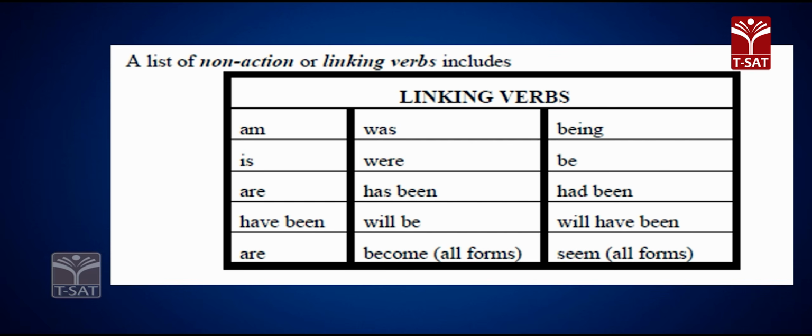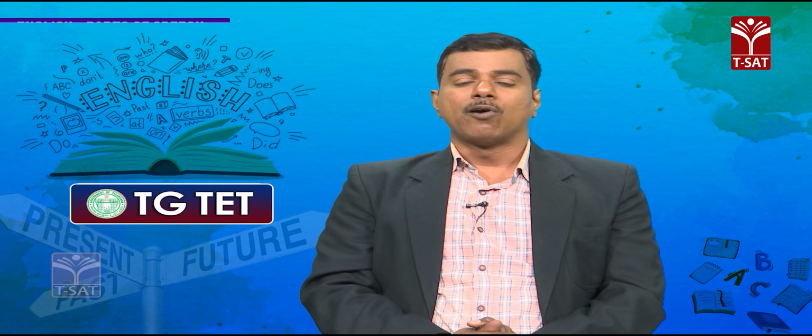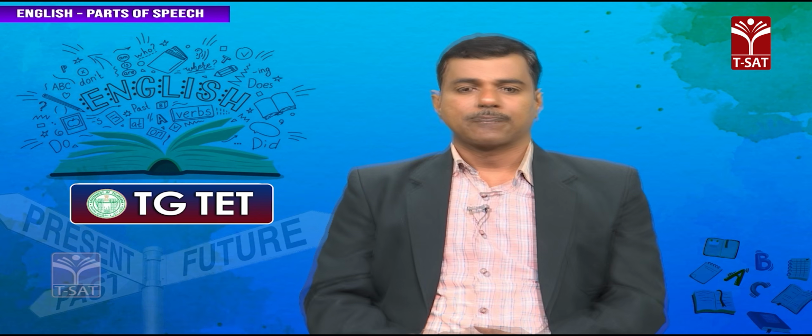Am, is, are. These are also called be forms. Am, is, are, was, were. Be, been, being, have been, has been, had been, something like that. Apart from this, you also have will be, right? Become, seen. These are all considered to be linking verbs. These are also called non-action verbs.